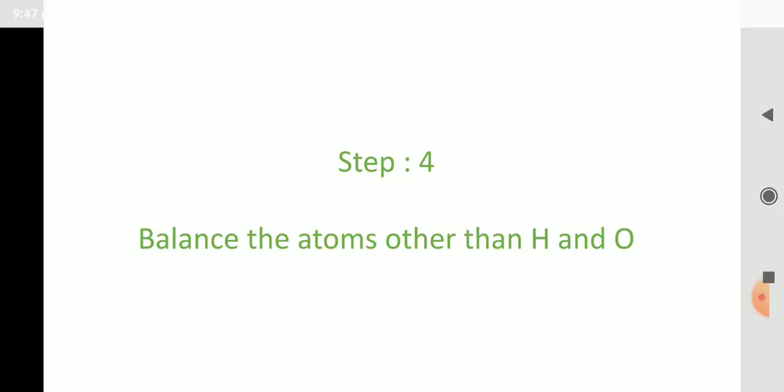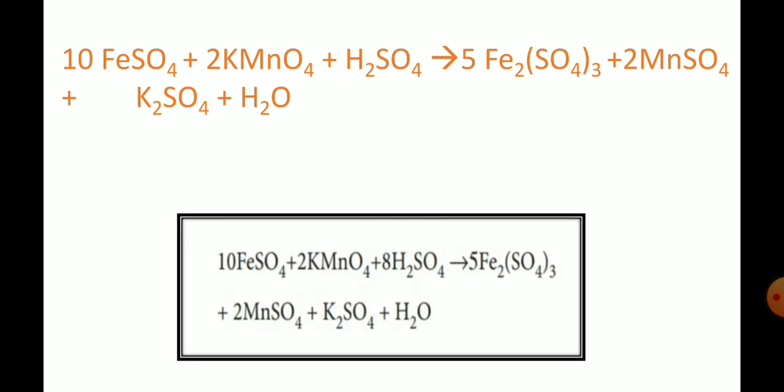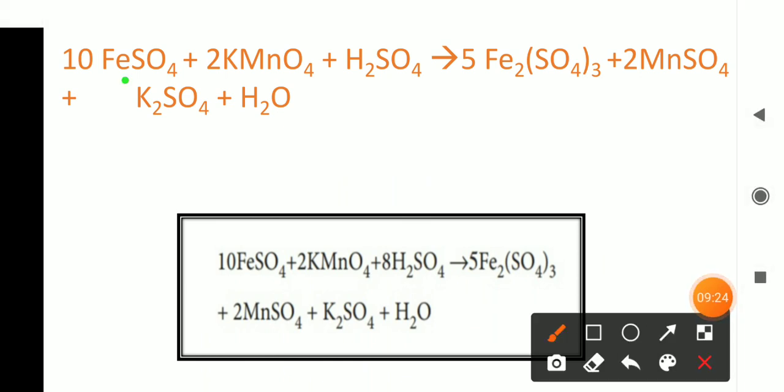Okay, then come to step number 4. In step number 4, what we will do is balance the atoms other than hydrogen and oxygen. Except hydrogen and oxygen, we have to balance the remaining atoms. That is step number 4. Look here, the equation I have taken, the equation which I got from step number 3, that is 10 FeSO4 plus 2 KMnO4 plus H2SO4 gives 5 Fe2(SO4)3 plus 2 MnSO4 plus K2SO4 plus H2O. Already iron we have balanced.